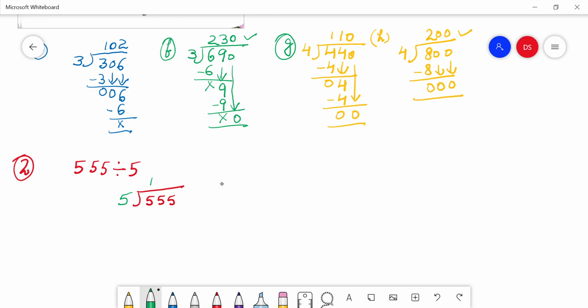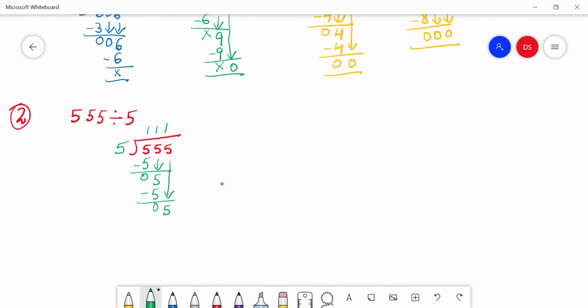5 1 ja 5. This is 0. Again next number is 5. 5 1 ja 5. 5 minus 5 is 0. Last digit is also 5. Again divided by 5. 5 1 ja 5. This is 0. This is A part of question number 2.